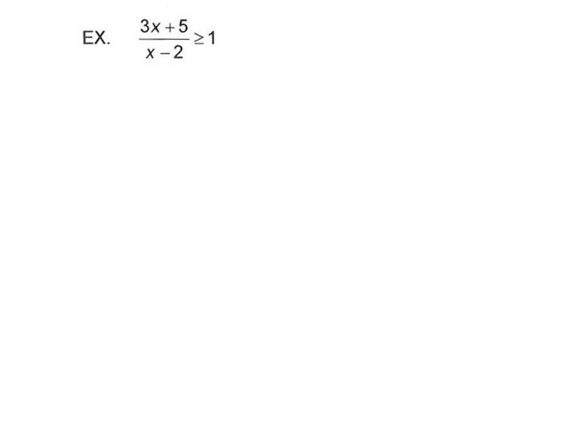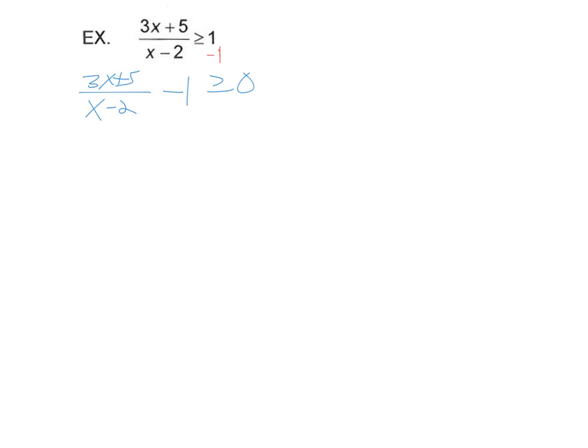Okay, a little more complicated now. We have a fraction, we have a rational expression. First of all, we want it always to have 0 on the right side. So I'm going to have to start by subtracting 1 from both sides. And then we have 3x plus 5 over x minus 2 minus 1 is greater than or equal to 0.